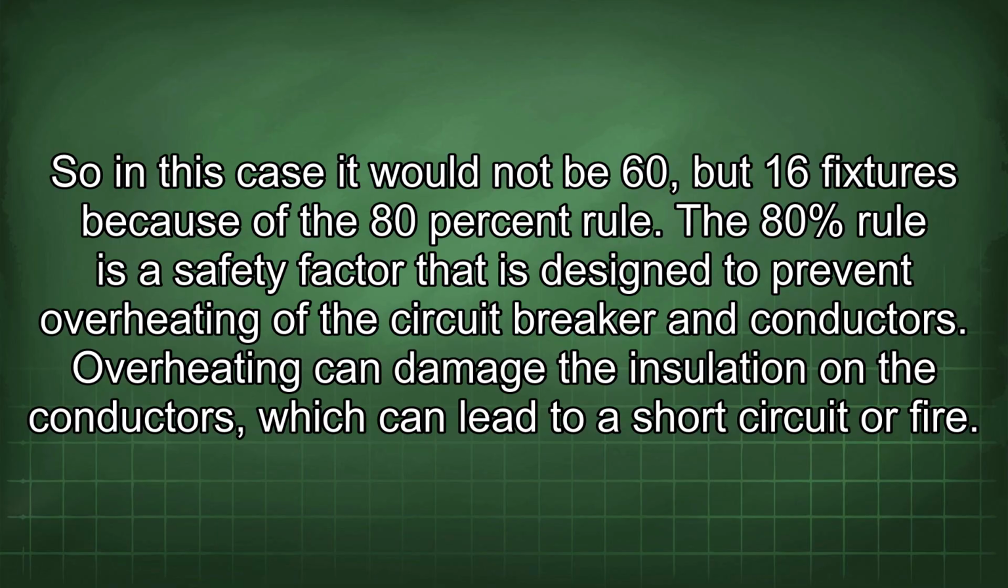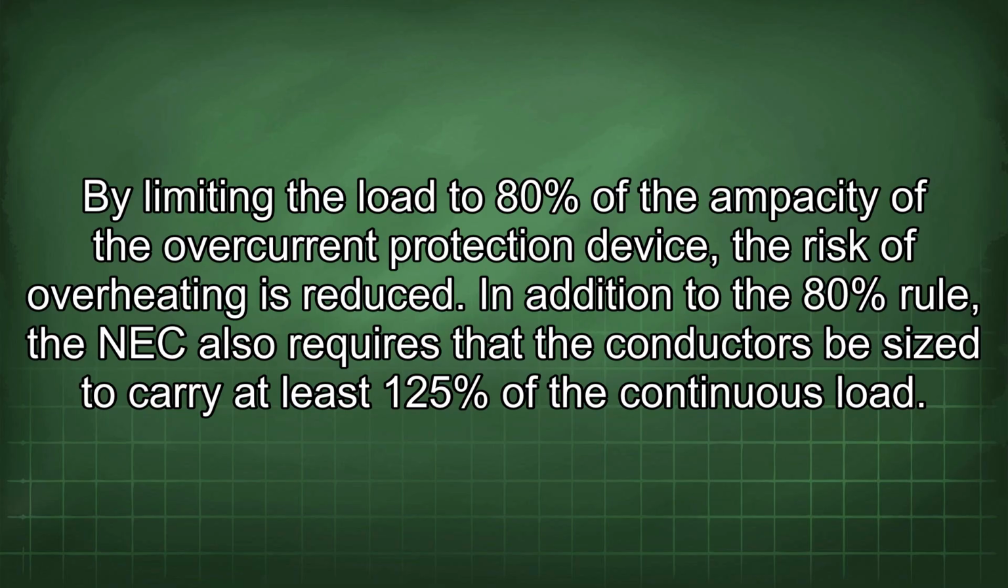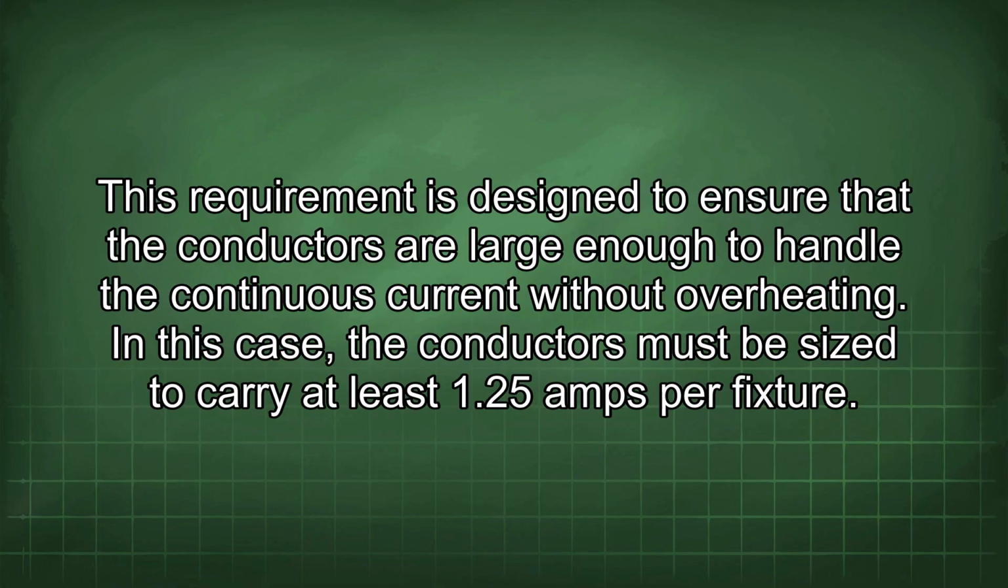The 80% rule is a safety factor that is designed to prevent overheating of the circuit breaker and conductors. Overheating can damage the insulation on the conductors, which can lead to a short circuit or fire. By limiting the load to 80% of the ampacity of the overcurrent protection device, the risk of overheating is reduced. In addition to the 80% rule, the NEC also requires that the conductors be sized to carry at least 125% of the continuous load. This requirement is designed to ensure that the conductors are large enough to handle the continuous current without overheating.